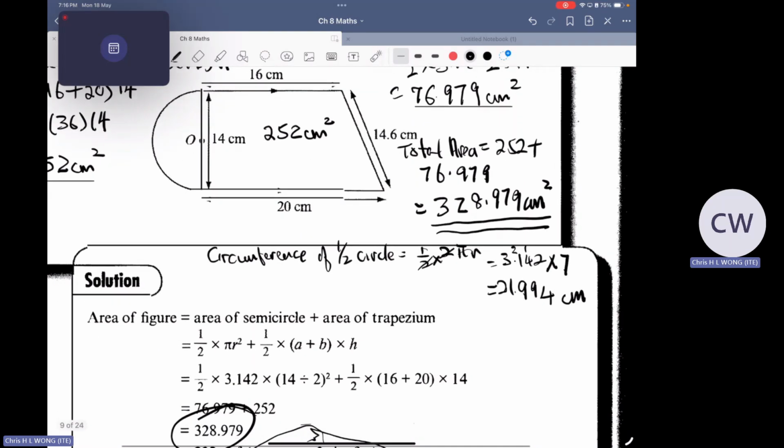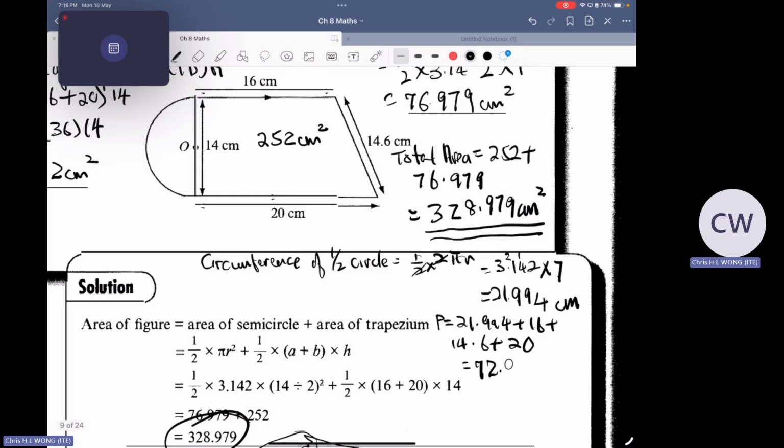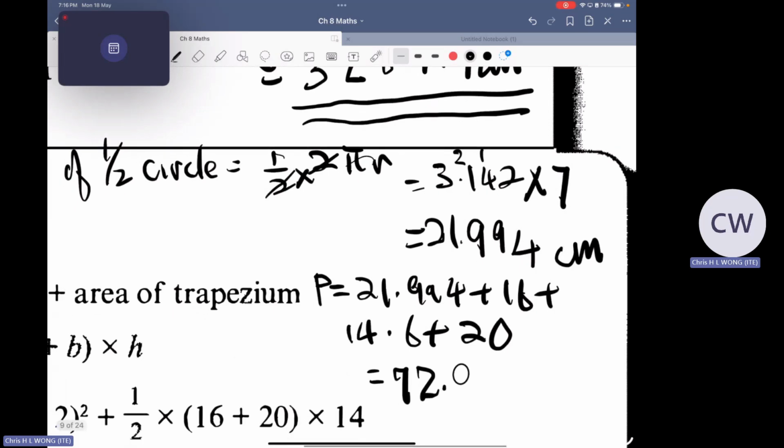So perimeter equals to 21.994 plus 16 plus 14.6 plus 20, right? Equals to, answer? 72.594.